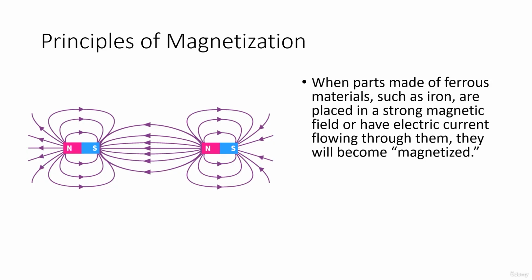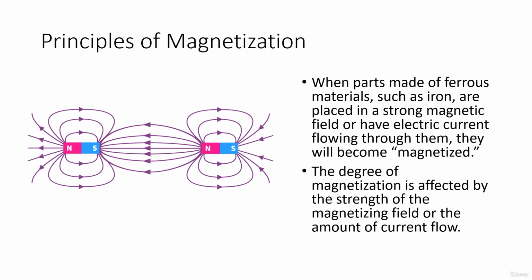So, the principles of magnetization. When parts are made of ferrous materials such as iron and we put them in a strong magnetic field or have an electric current flowing through them, they can become magnetized. They're going to have a magnetic field. Once we get that magnetic field, we can use it to our benefit and figure out where the flaws are by sprinkling iron powder on it. The degree of magnetization is affected by the strength of the magnetizing field or the amount of current we're sending through the part. That's going to tell us how magnetized the part is.